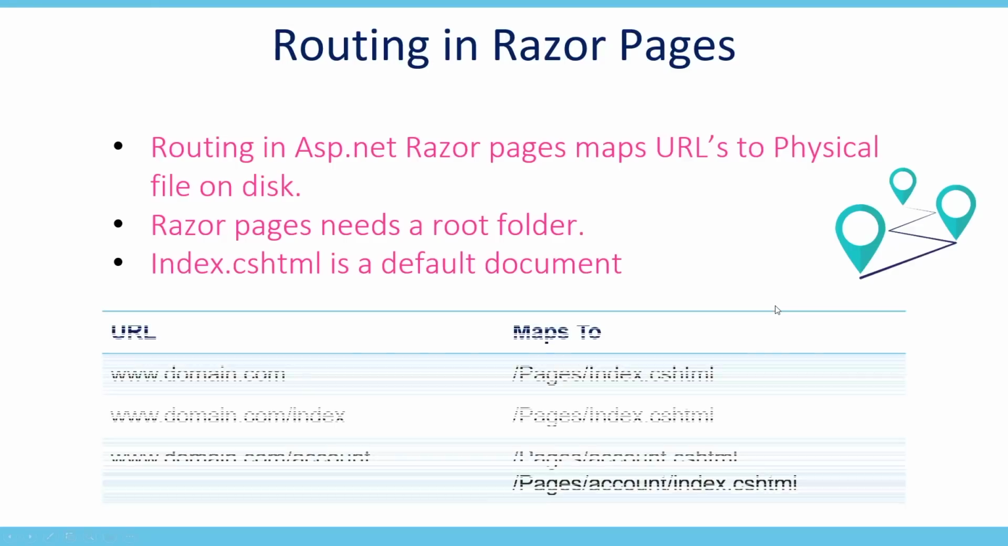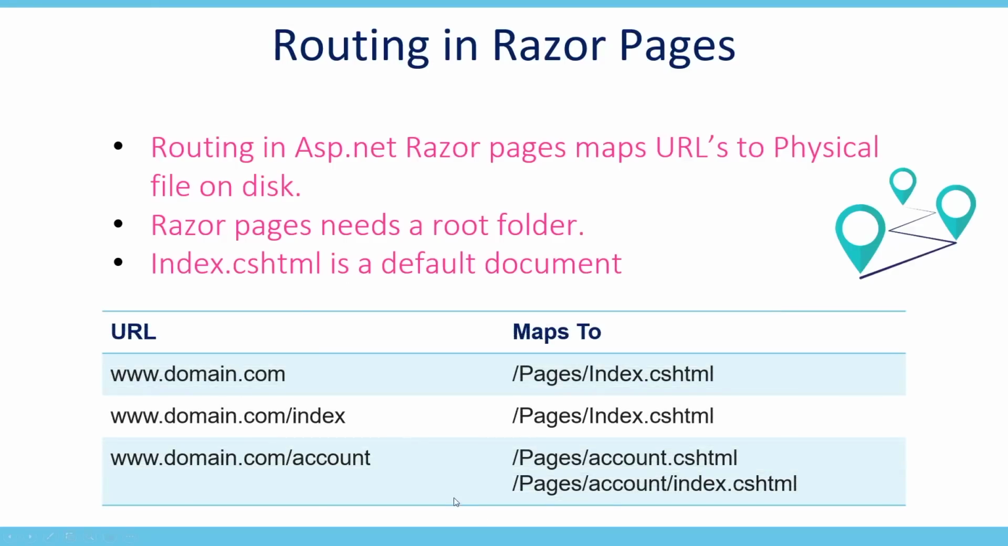Let's go back to our presentation, and here I have given some examples of how the mapping works. If the URL is just www.domain.com, it will map to the Pages folder and the default page index.cshtml. If the URL is domain.com/index, then it will map to Pages/index.cshtml.